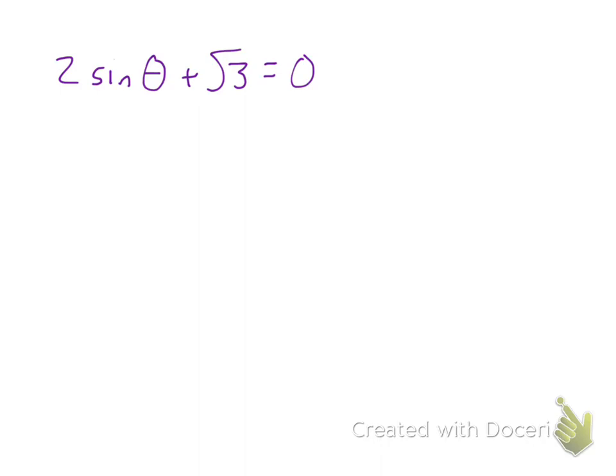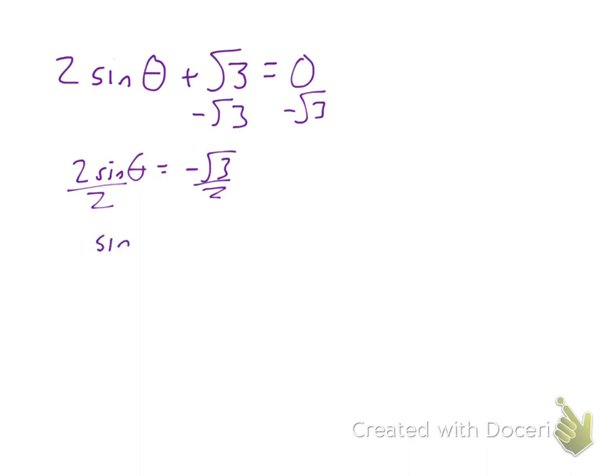So the first step here would be what? Subtract square root of 3. So 2 sine theta is equal to negative square root of 3. Divide both sides by 2. And so you get negative square root of 3 over 2.